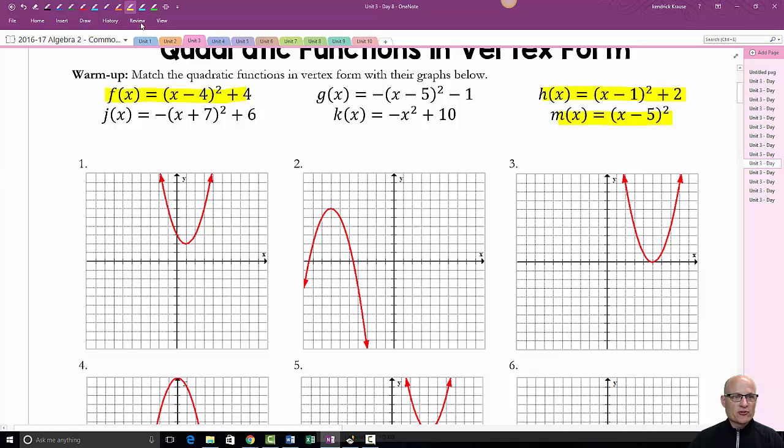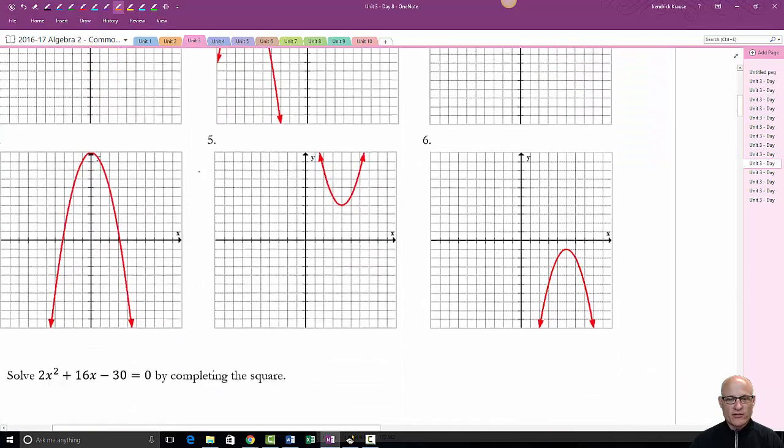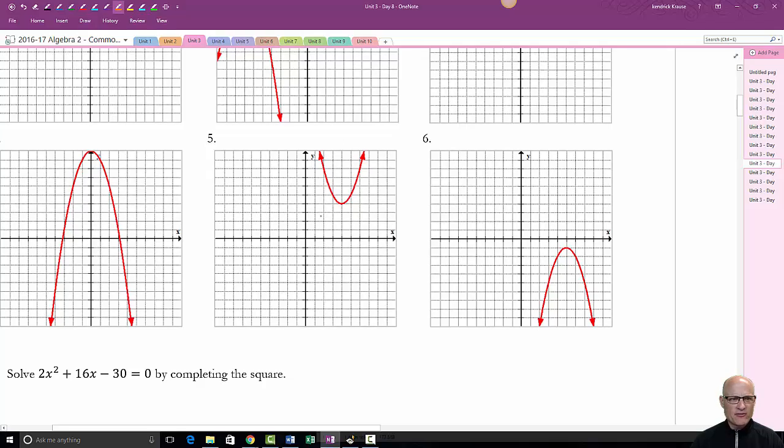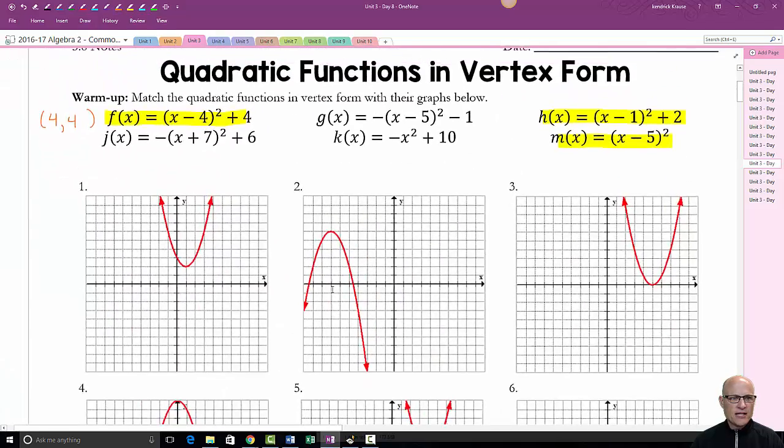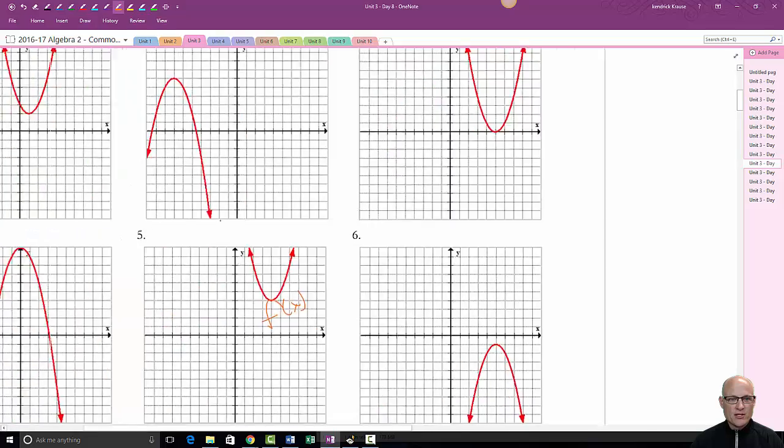This first one has a vertex of 4, 4. So find the one that opens up that has a vertex of 4, 4. And there it is right there, number 5. Is that f of x? F of x, right there. All right, we did that one.